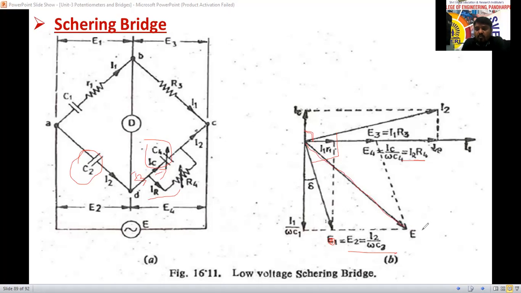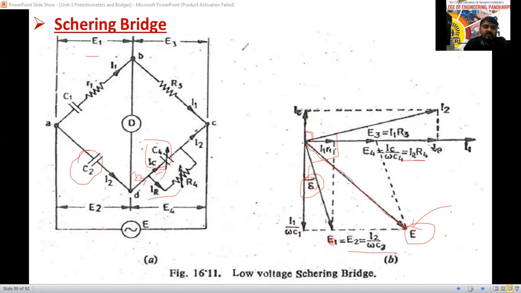That is, the total or supply voltage E lags the currents I1, I2 and IC. The angle difference between I1 and I2, that is, between the voltage drops across E1 and E2, is delta, which we have considered. There is some angle difference here. This is the phasor diagram representation. Once the phasor diagram representation is over, where do we have to go next?